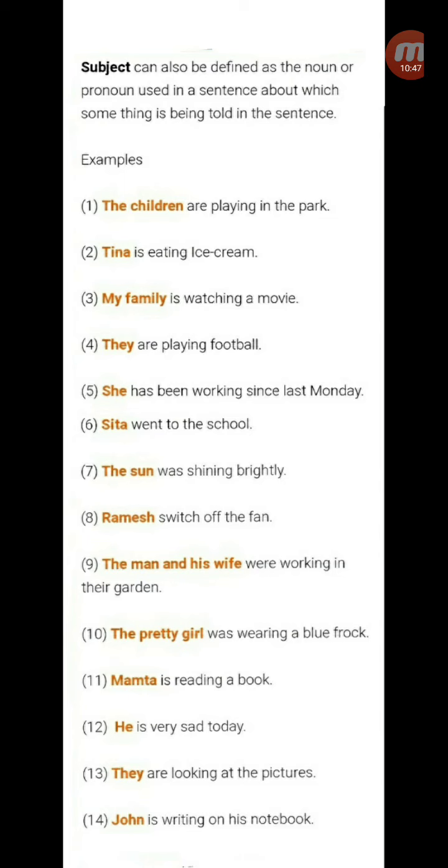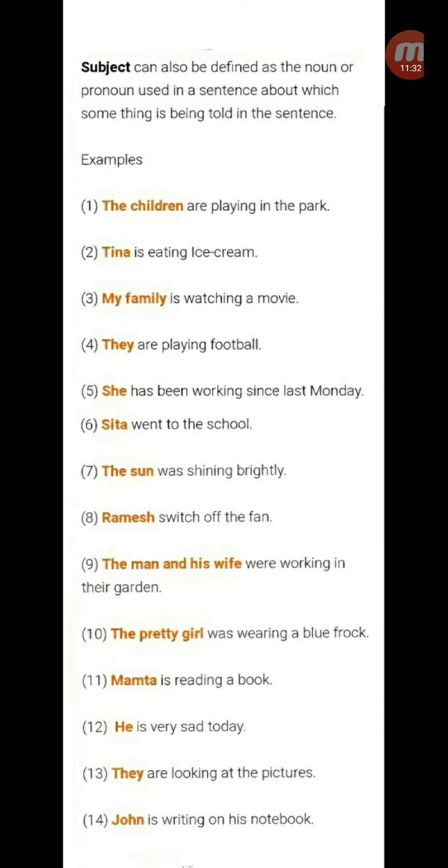My family is watching a movie. Who is watching a movie? My family. It is a subject. They are playing football. Who? They. Here we are using a pronoun, children. She has been working since last Monday. Who has been working since last Monday? She. That is a pronoun. Sita went to the school. Who went to the school? Sita. The sun was shining brightly. Here you don't say who was shining brightly. What was shining brightly? The sun, because it is an inanimate object.